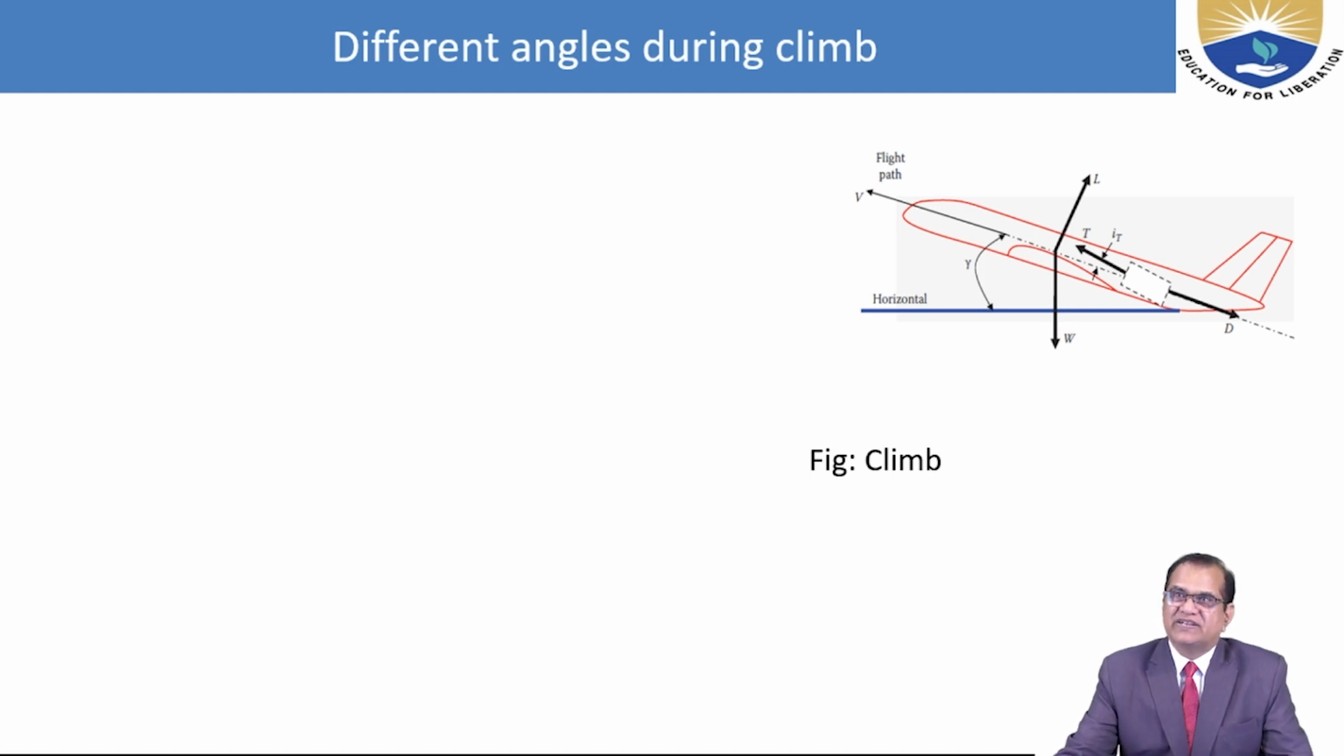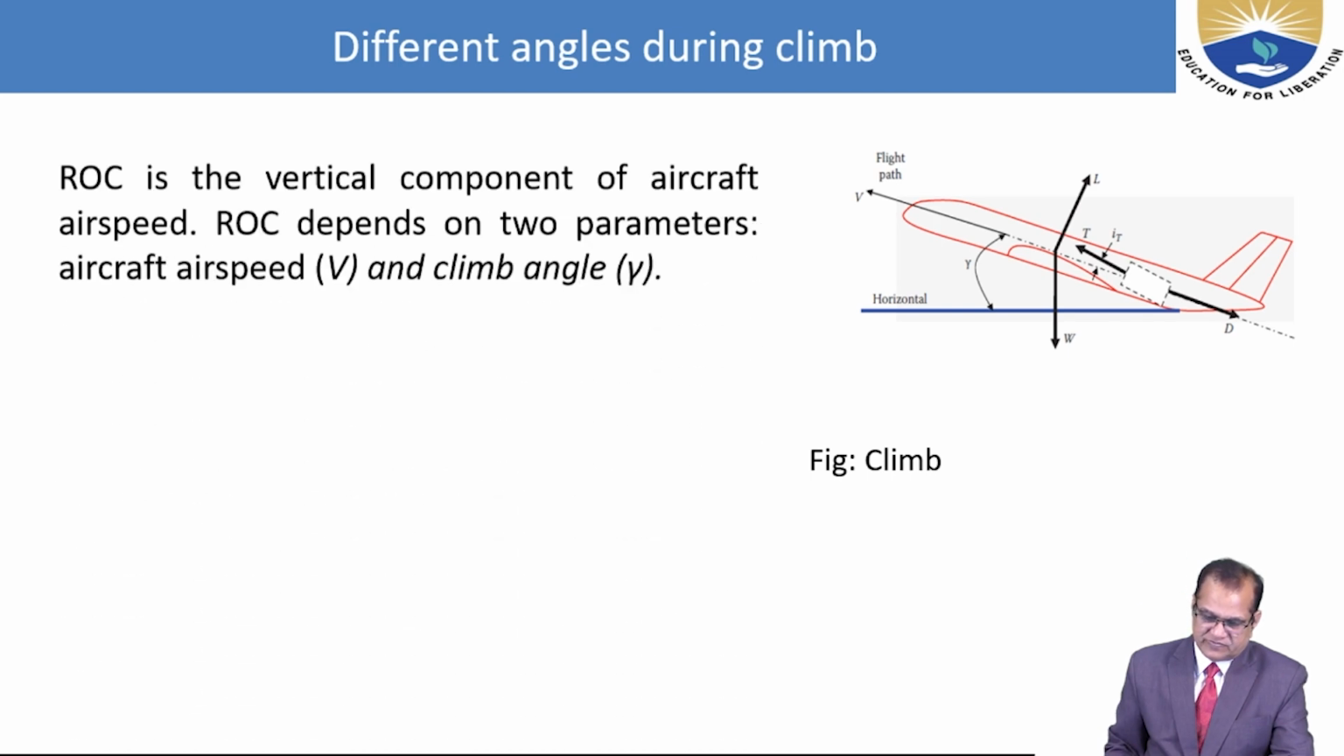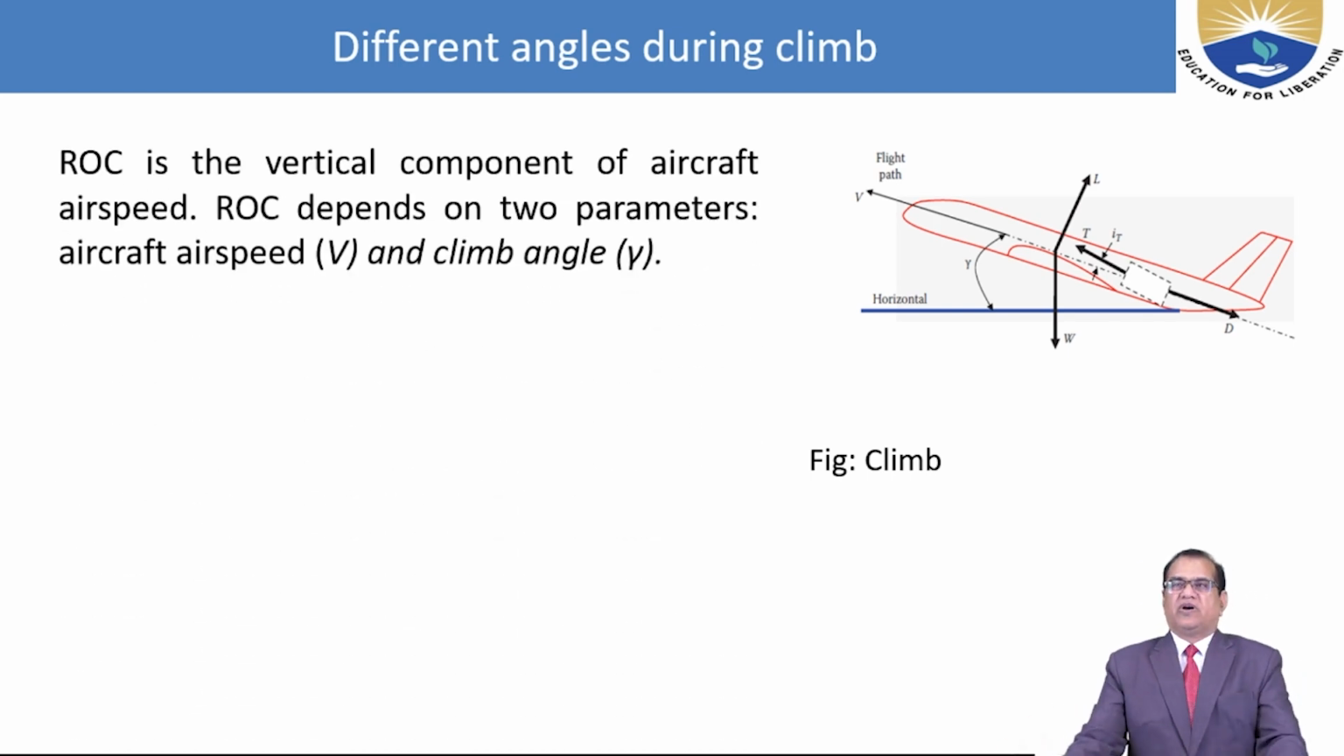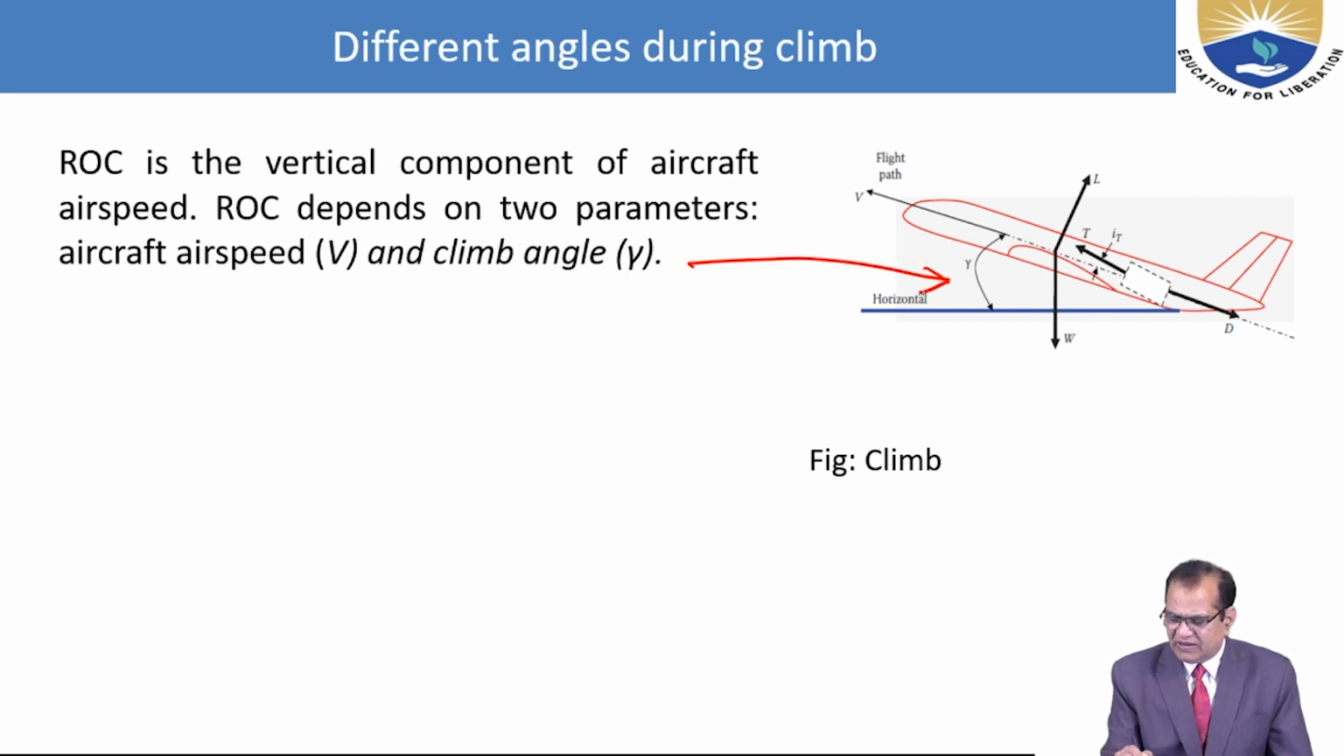Now, different angles during the climb. Rate of climb is the vertical component of the aircraft airspeed. Rate of climb depends on two parameters, that is aircraft airspeed V and the climb angle gamma, as represented here. This is the climb angle. It is the angle between horizontal and the direction of the aircraft.